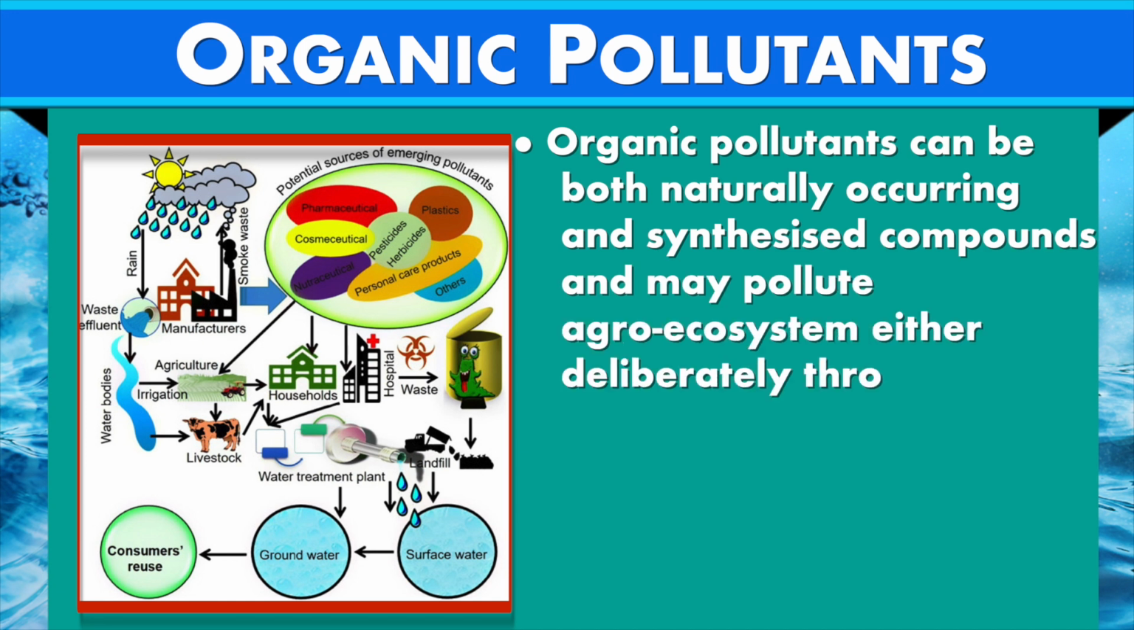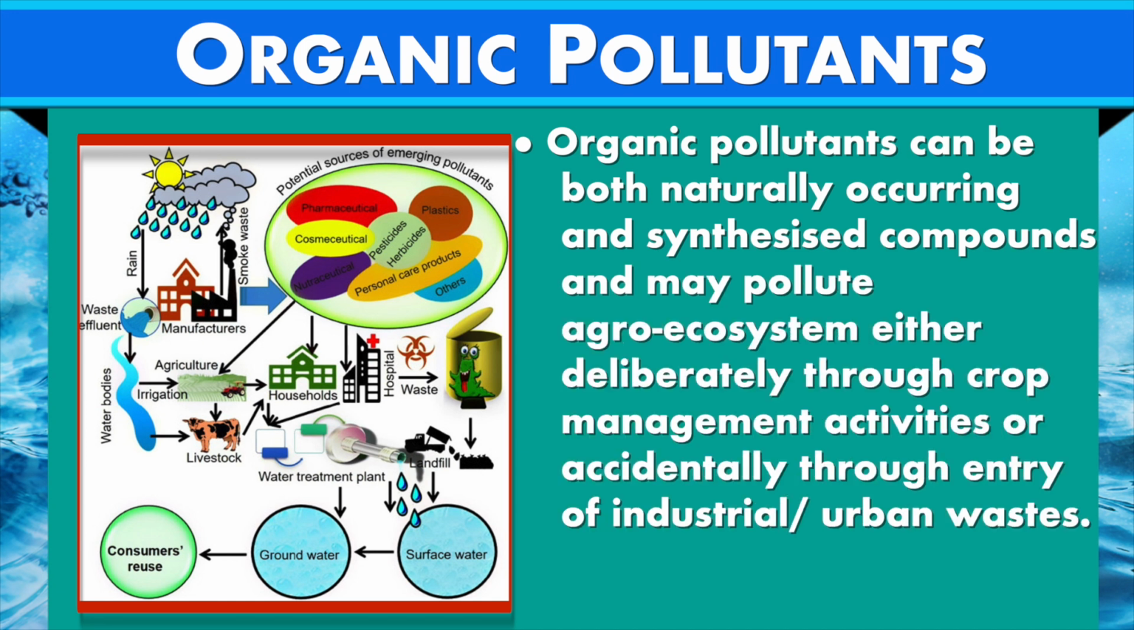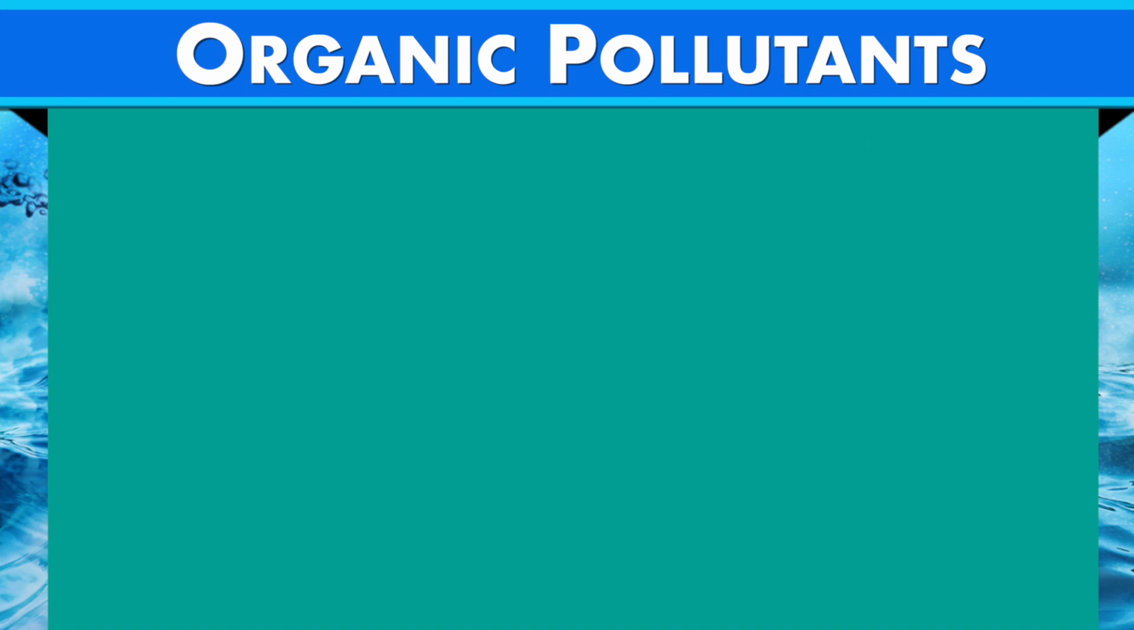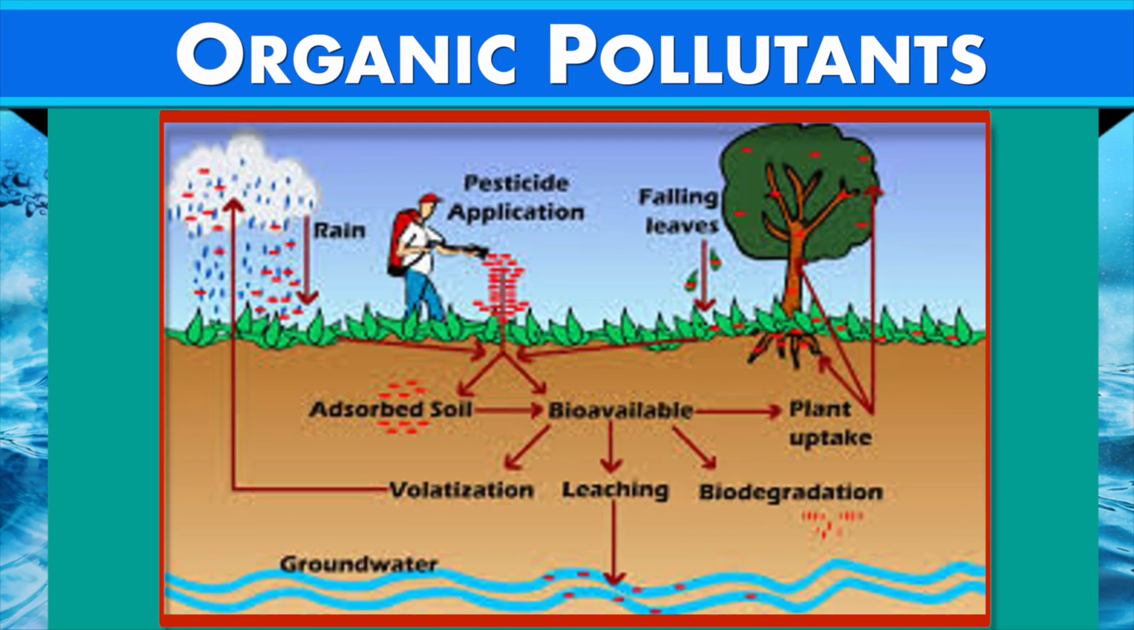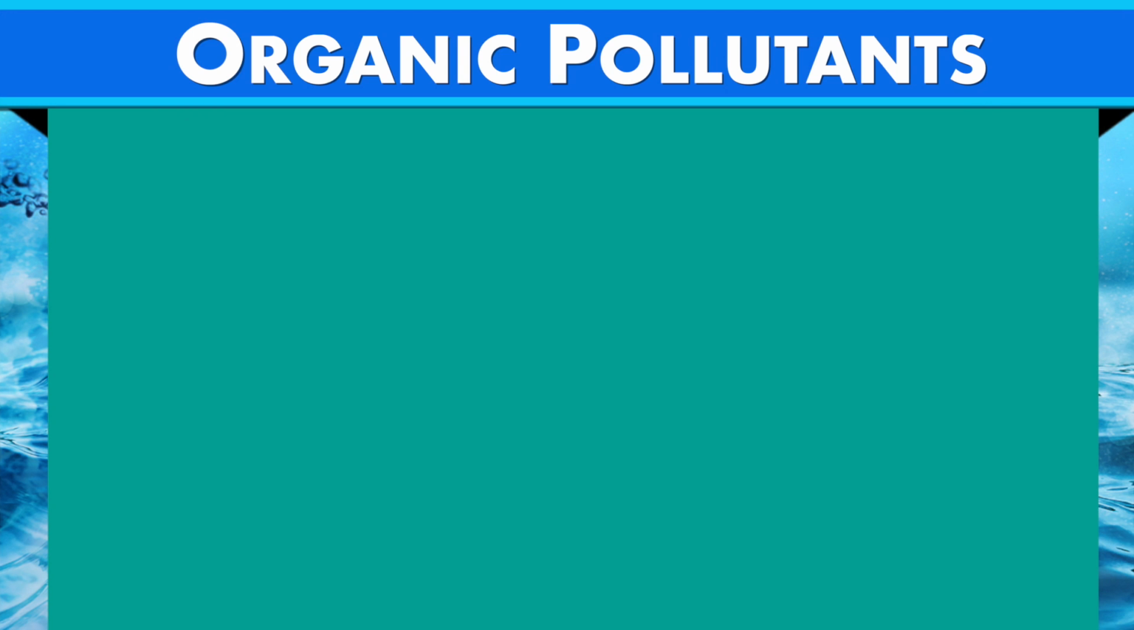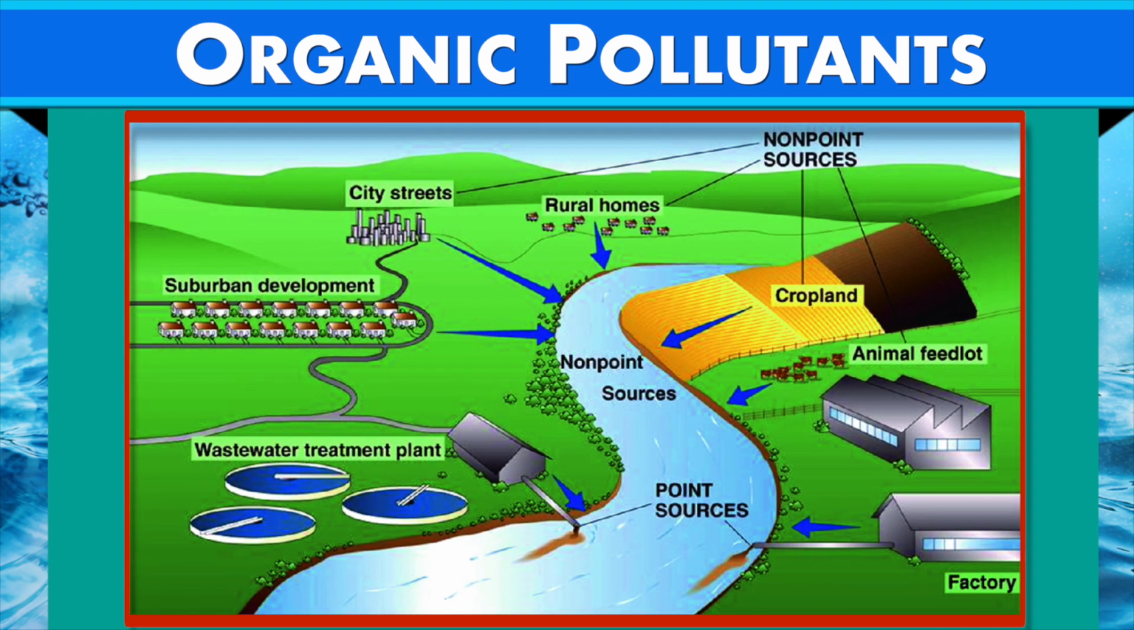Organic pollutants can be both naturally occurring and synthesized compounds and can pollute agro-ecosystems either deliberately through crop management activities or accidentally through entry of industrial or urban wastes. Organic contamination indicates the secondary and tertiary dispersion of organic compounds from various sources into the global circulation across Earth system components, mediated primarily by human activities. In recent years, the ubiquitous presence of organic pollutants, especially in wastewater, has raised serious concern in the scientific community due to their severe damage to the aquatic ecosystems.